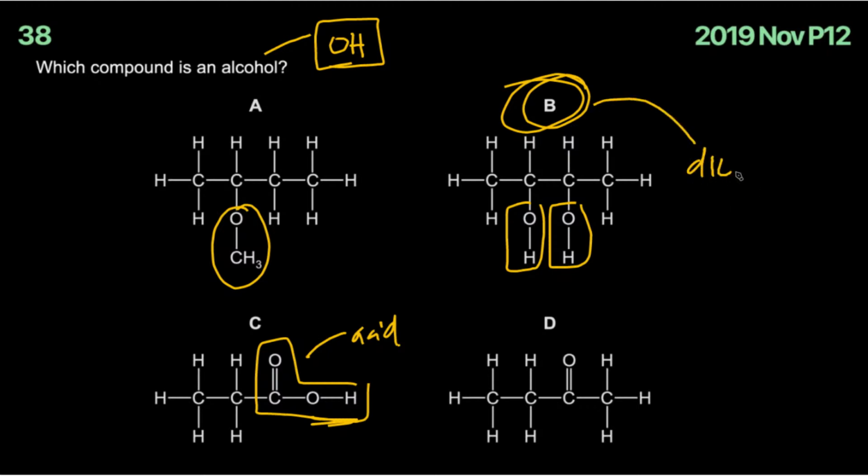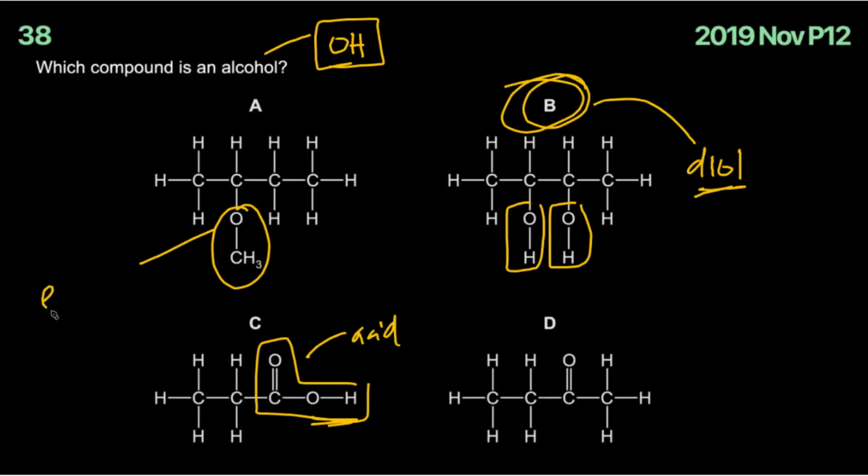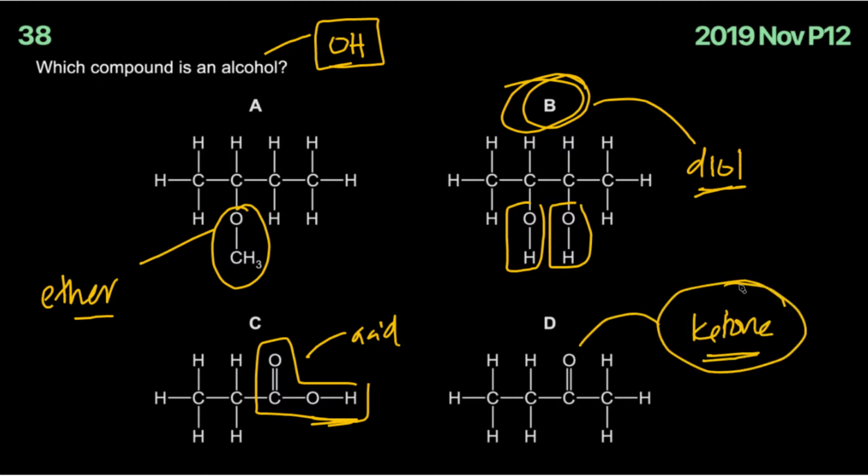This is called a diol. Yes, 2 alcohol groups. So let me repeat myself. What is A called? A is another functional group called ether. A is an ether functional group. D is a ketone functional group. You will do this in A levels, it's not in your syllabus.